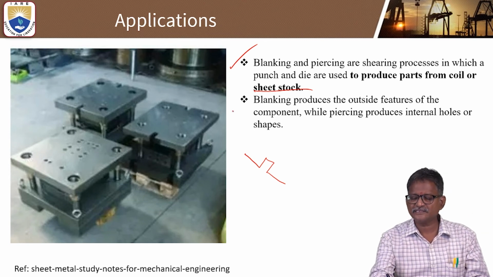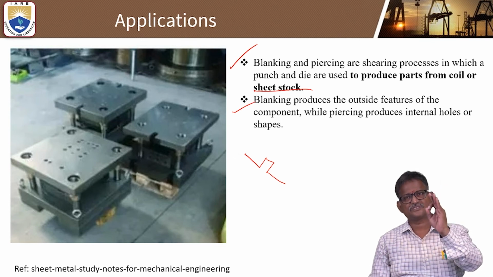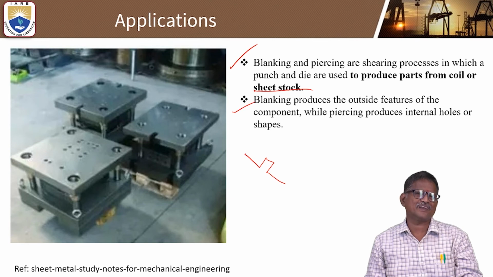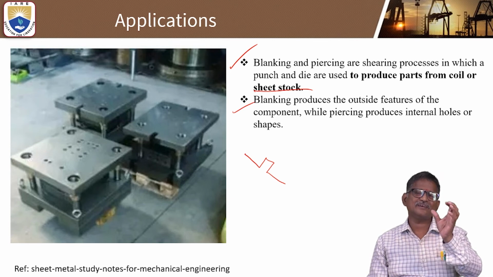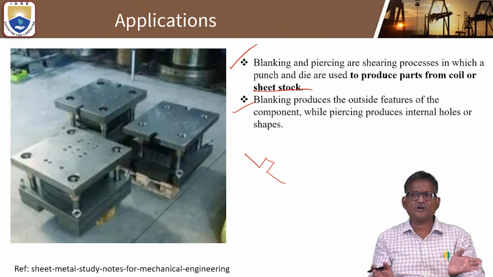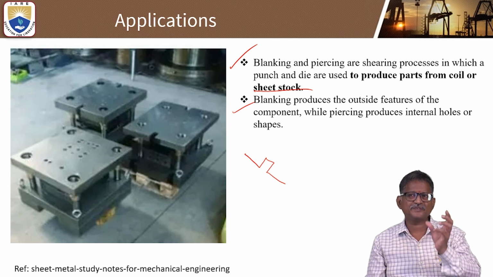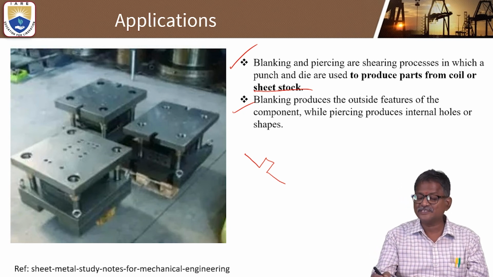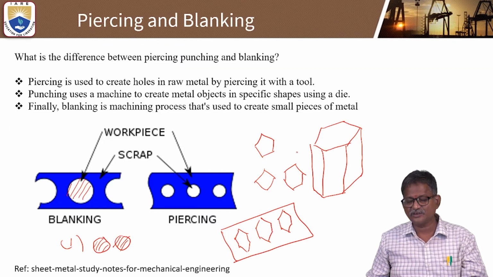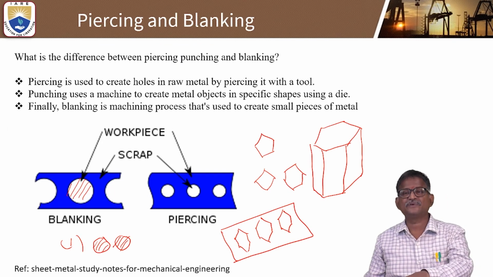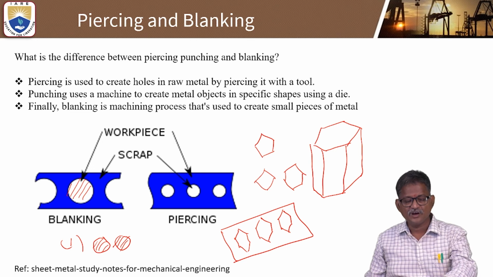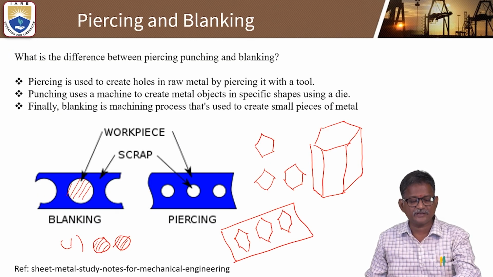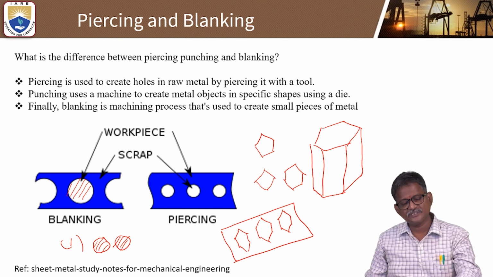And another thing: blanking produces the outside features of the component. It is interesting. Blanking always produces outside features of the component, whereas piercing produces internal holes and shapes. This is very interesting. Look at blanking and piercing. Blanking is always the outside features of the component.